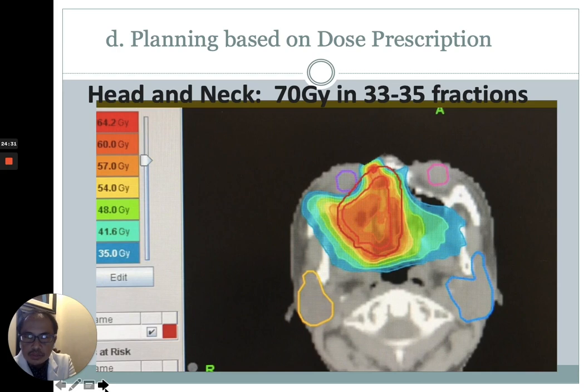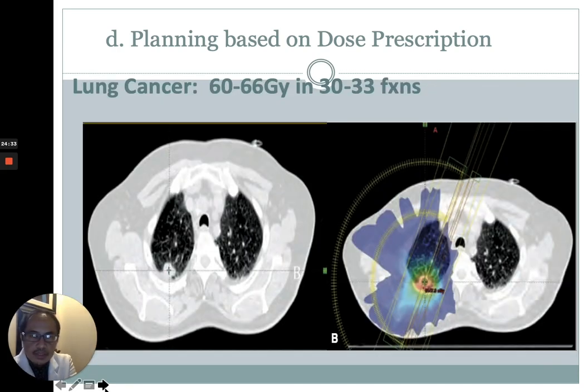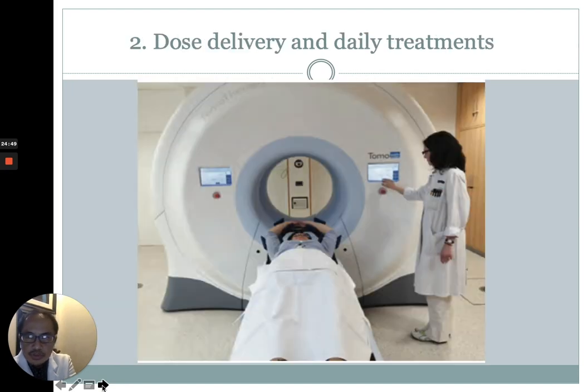Okay, so after that, this is also an example wherein we treat this tumor here in the lungs and give a dose prescription for this area. So after we have evaluated and approved the dose, then the patient would now undergo dose delivery and daily treatments.